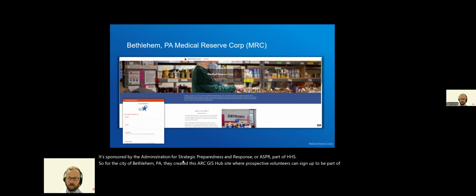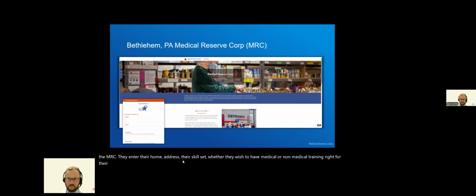They enter their home address, their skill set, whether they wish to have medical or non-medical training for their volunteer activities, and the geographic extent at which they'd like to volunteer. Do they want to be deployed statewide? Do they want to stay just within the city of Bethlehem? And then granting permission for a background check prior to being onboarded.